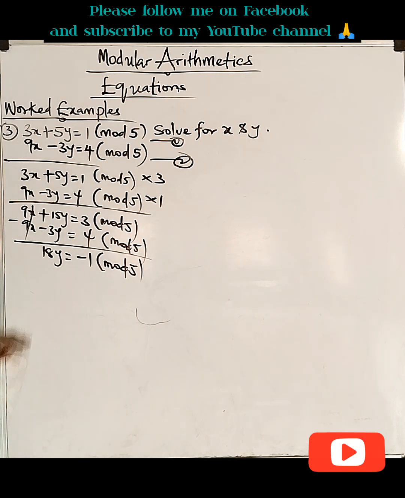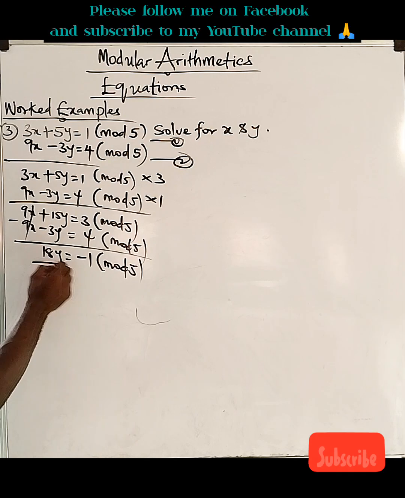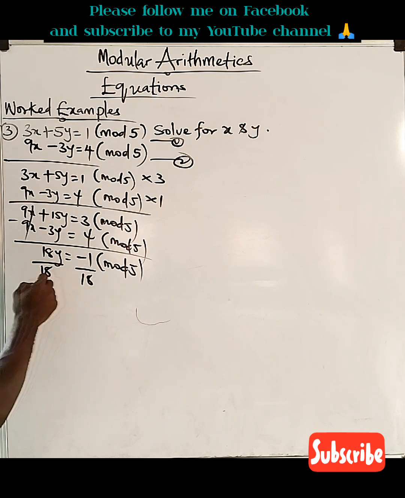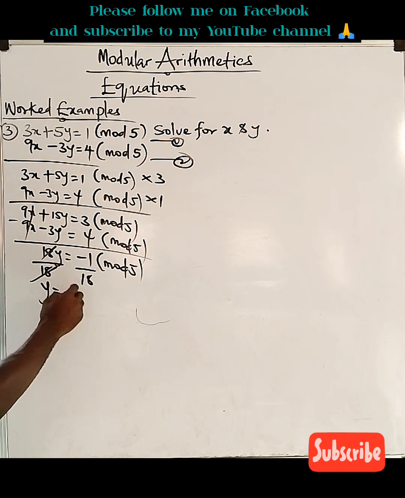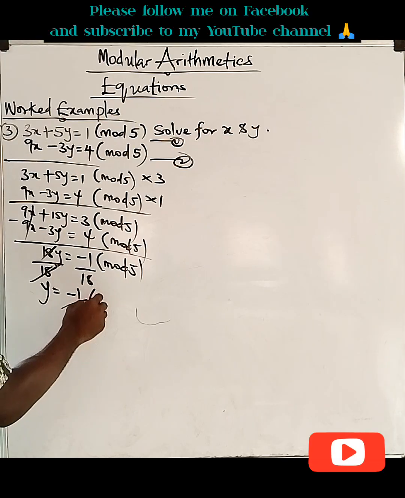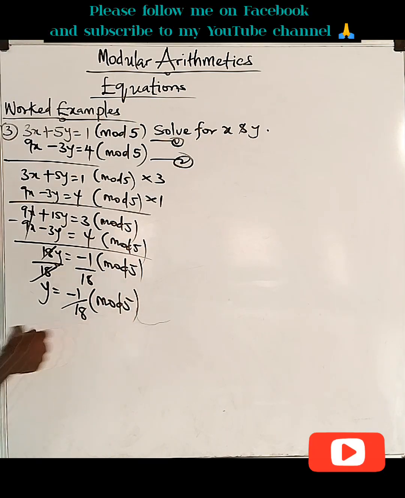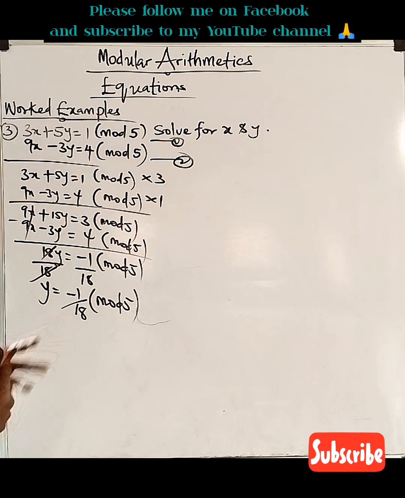So this is what we're going to do next. 18y equals to minus 1. We're going to divide both sides by 18. So y is equal to minus 1 over 18, then modulo 5. Now this is looking quite complicated. It's looking very complicated, but it's very simple. For those that have seen the previous lesson, I'm very sure that you'll not find this puzzling at all.